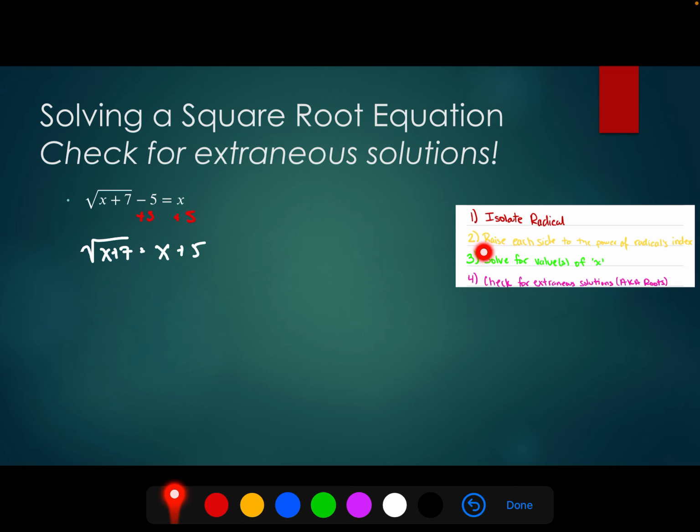Now our next step is to raise each side to the power of the radical's index. All right, so that means for this problem, our radical's index is 2 since it's a square root. So we're going to have to square both sides of this equation. We're going to have to raise it to the power of 2.